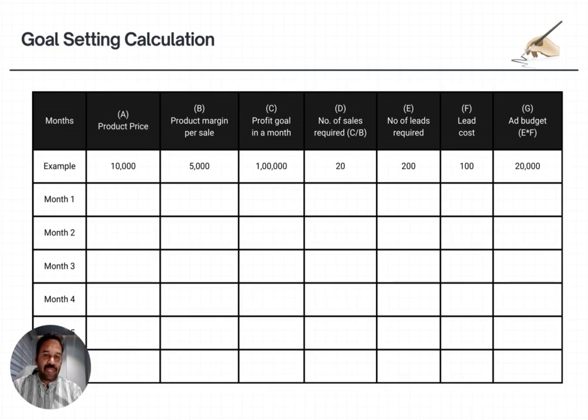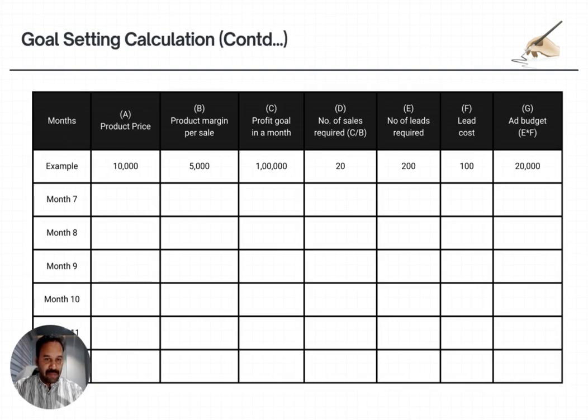That is, you need to sell at least 20 times in this from these 200 leads. And when you do that, you will generate 1 lakh profit based on the 5,000 rupees as margin, right? So that's how we read it back. So every month you should have a clear statement on what is going to be the figures for you. When you have this, then it is easy for you to achieve, right?